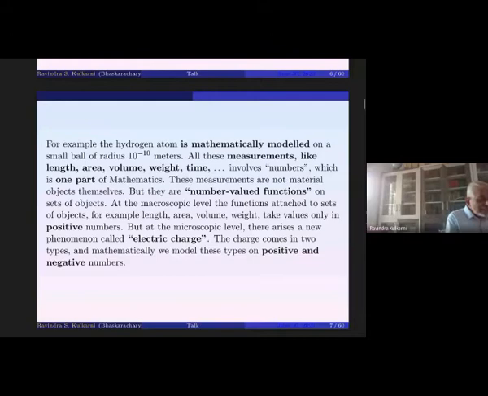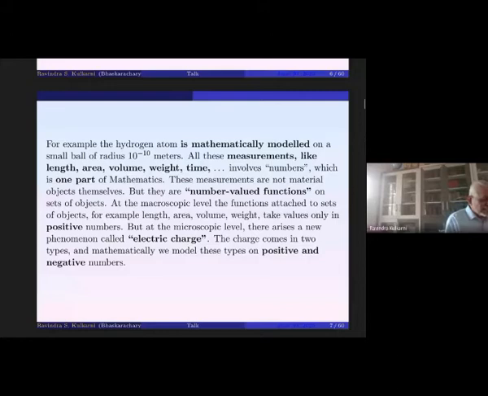All these measurements like length, area, volume, weight, time, involve numbers. This number is one category of mathematical thought. These measurements are not material objects themselves, but they are number-valued functions on sets of objects.